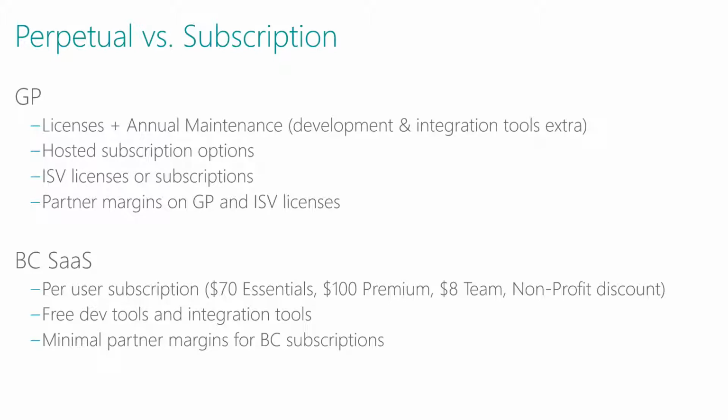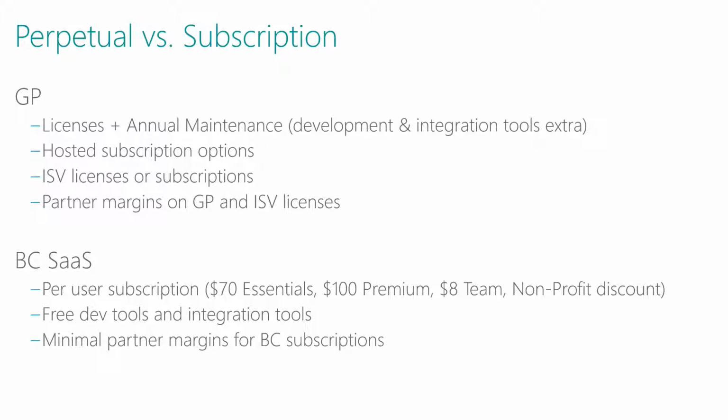There are hosted subscription options. So there are partners who, rather than charging those license fees to the customer, just charge a monthly fee per user for your Dynamics GP hosted solution. So that has changed the licensing option for many customers and lowers that initial entry cost. And then on top of that base GP licensing, you have ISV licenses or subscriptions. And so those are extra, and that's pretty standard.